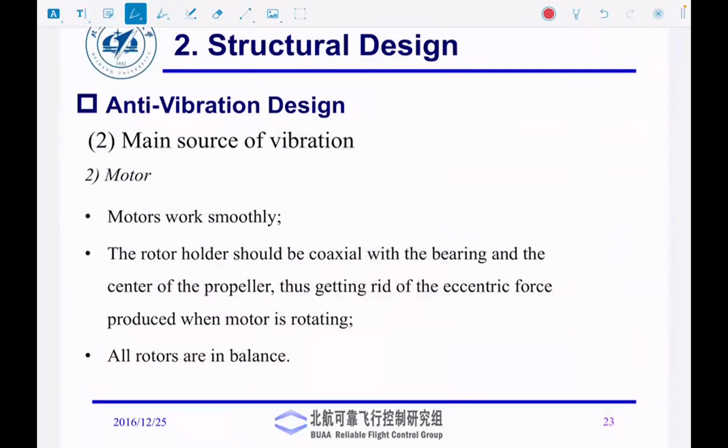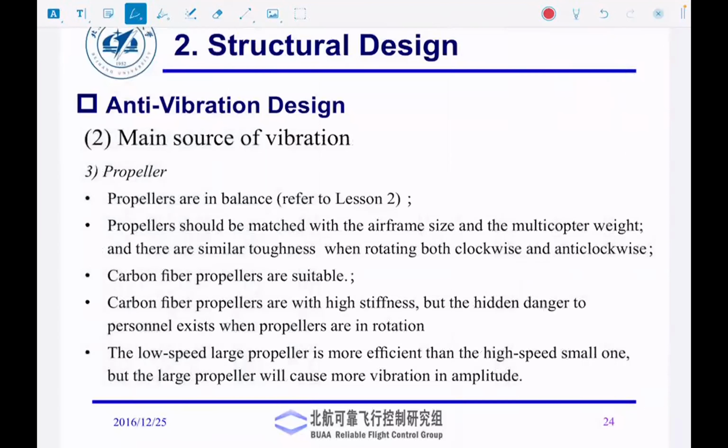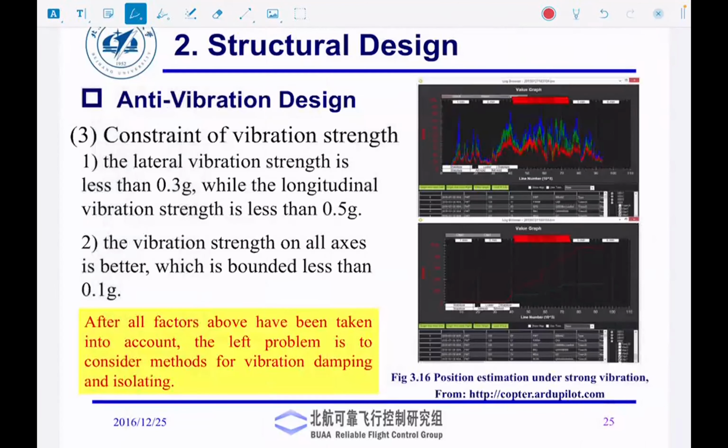So anti-vibration design, you can have motor mounts, you can have rubber isolators. If you look at the Mambos or the Talos, you will see that the motors are mounted in rubber isolators. That is to minimize the vibration from the motor. And then props are the biggest source of vibration. Basically, you use different isolator designs and different techniques to minimize the vibration signature.